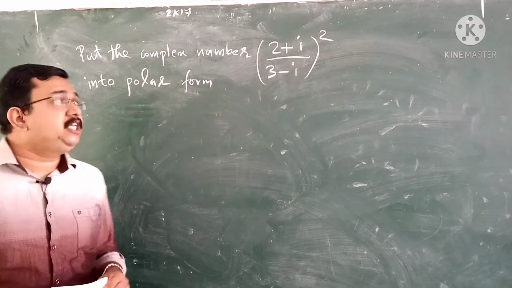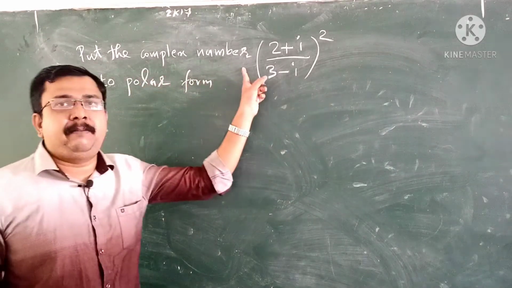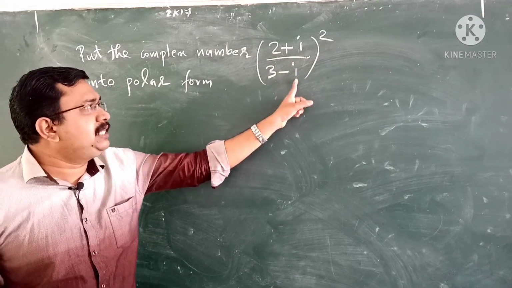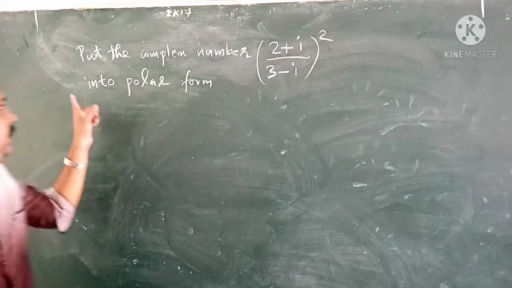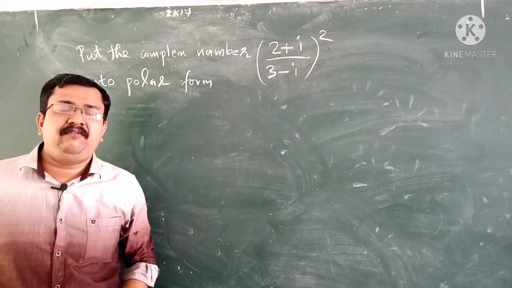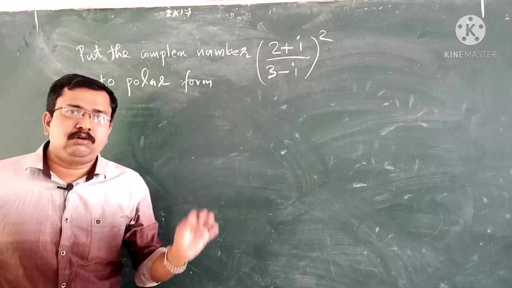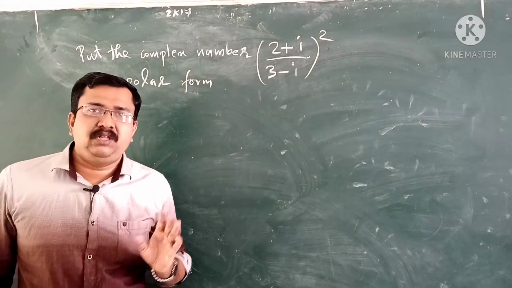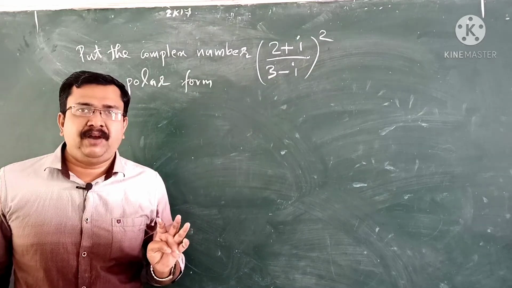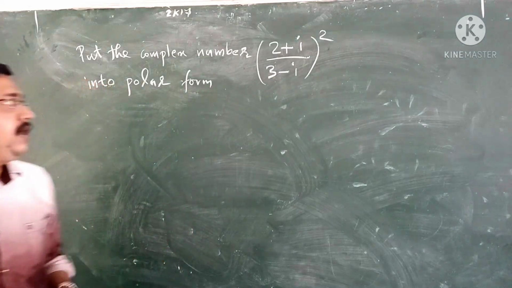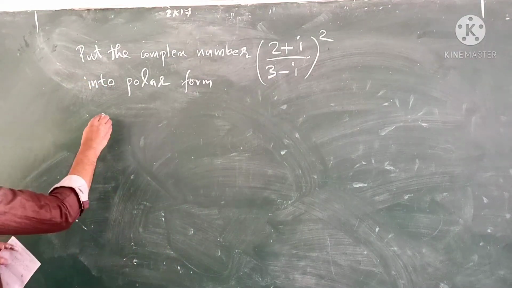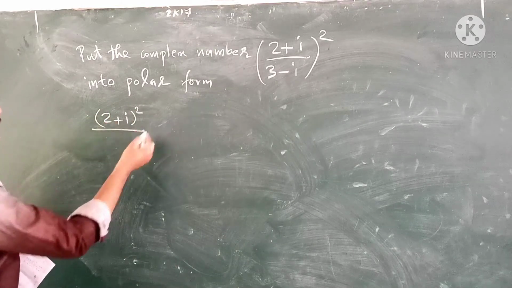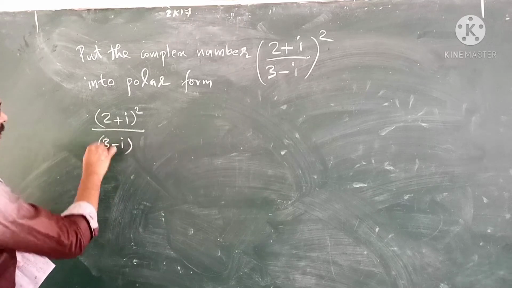Our next question is, put the complex number 2 plus i divided by 3 minus i the whole square into polar form. We know that what is polar form? R into cos theta plus i sin theta is our polar form. First we may find out the value of r, then we may find out the value of theta. Okay. First one is 2 plus i the whole square by 3 minus i the whole square.